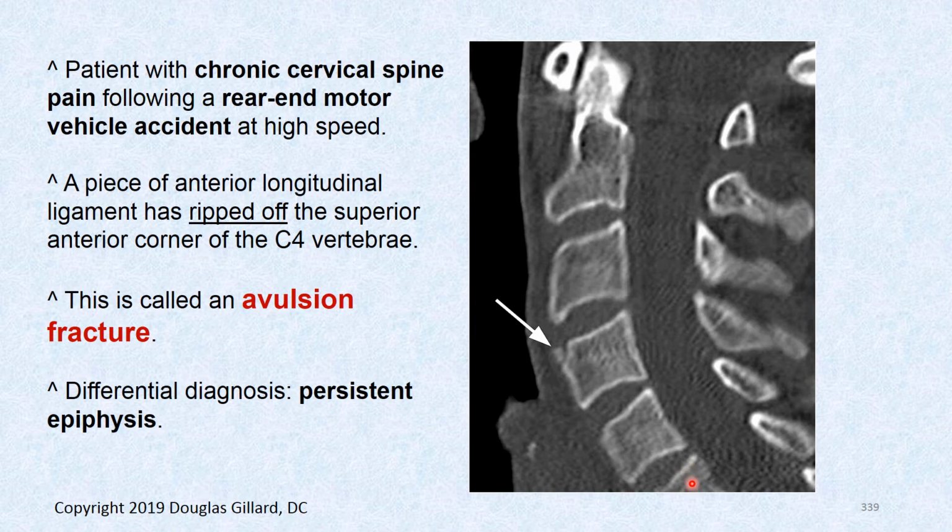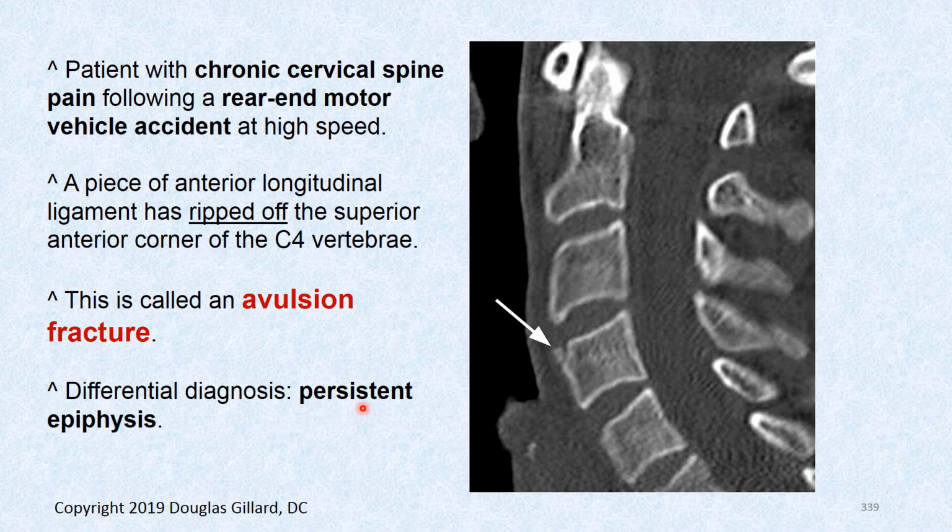This is a mid-sagittal cut through the cervical spine. And you can see the ALL has ripped a chunk of bone right off the front of that vertebra. See, the other ones don't have that. There's the body of C2, C3, C4 is a problem, C5 is fine. But yeah, that's an avulsion fracture. You have to be careful as you go through the radiology program.